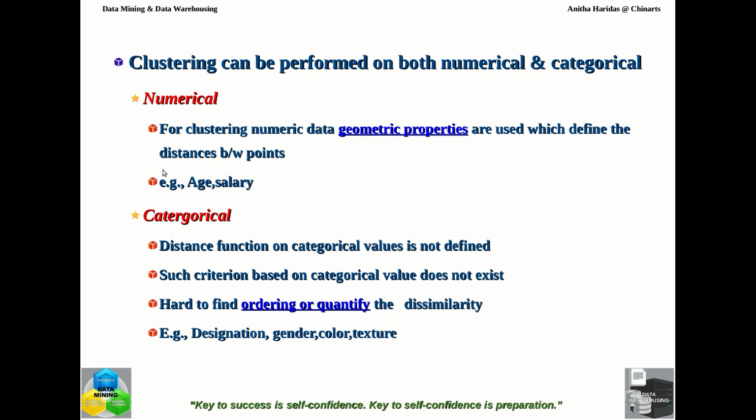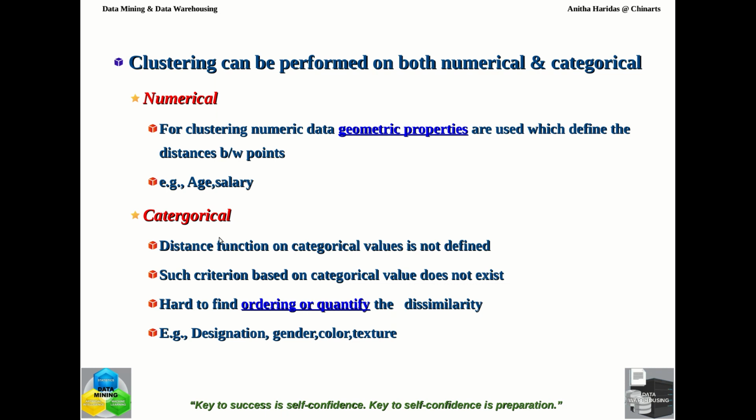So calculating the distance between the data points is easily done on the numerical data. So you have lots of geometrical properties which can be used for calculating the distance between them. So age, salary, these are some of the numerical attributes on which clustering can be performed. Or we can go for the categorical data also.